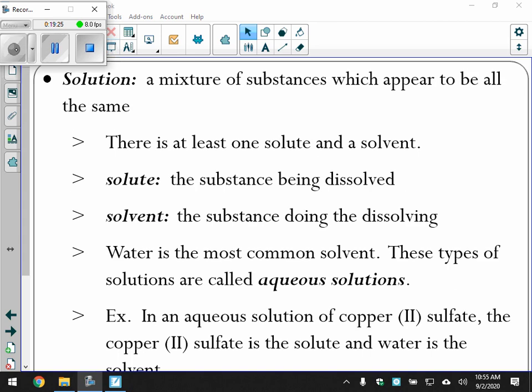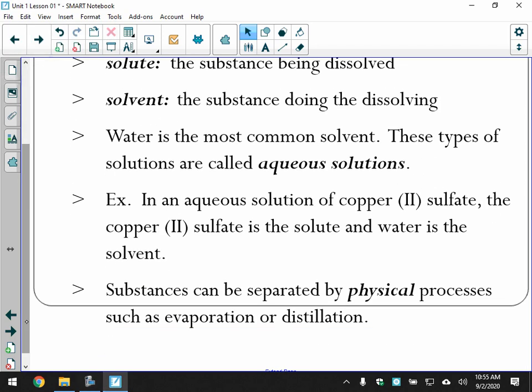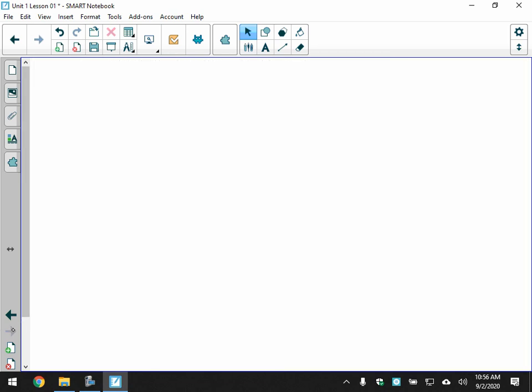When we talk about solutions, we usually have a solute and a solvent. The solute could be anything really, but it's usually the solid. If we're trying to make some salty water, for example, the salt would be the solute and the water would be the solvent. We call those aqueous solutions, and we have a whole Unit 3 based on that stuff, which we'll talk about. Water is the most common solvent. In an aqueous solution of copper II sulfate, the copper II sulfate is the solute, the solid in that case, and water would be the solvent. You can separate those sometimes by evaporation, distillation, etc. Okay, that's it. That's lesson 1.